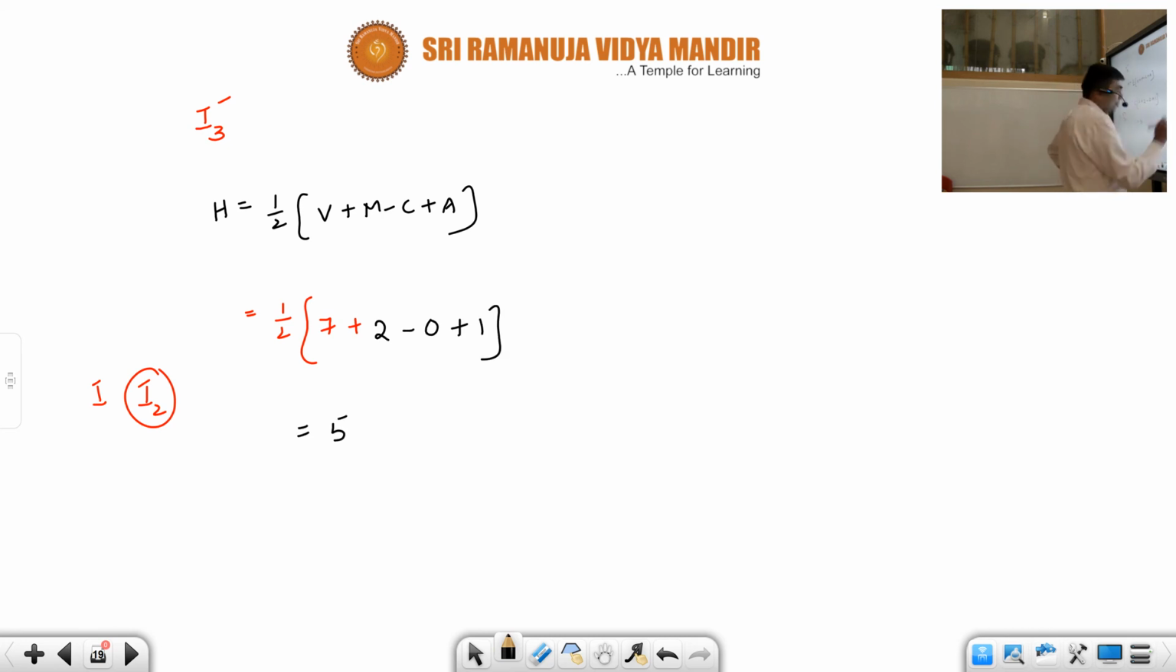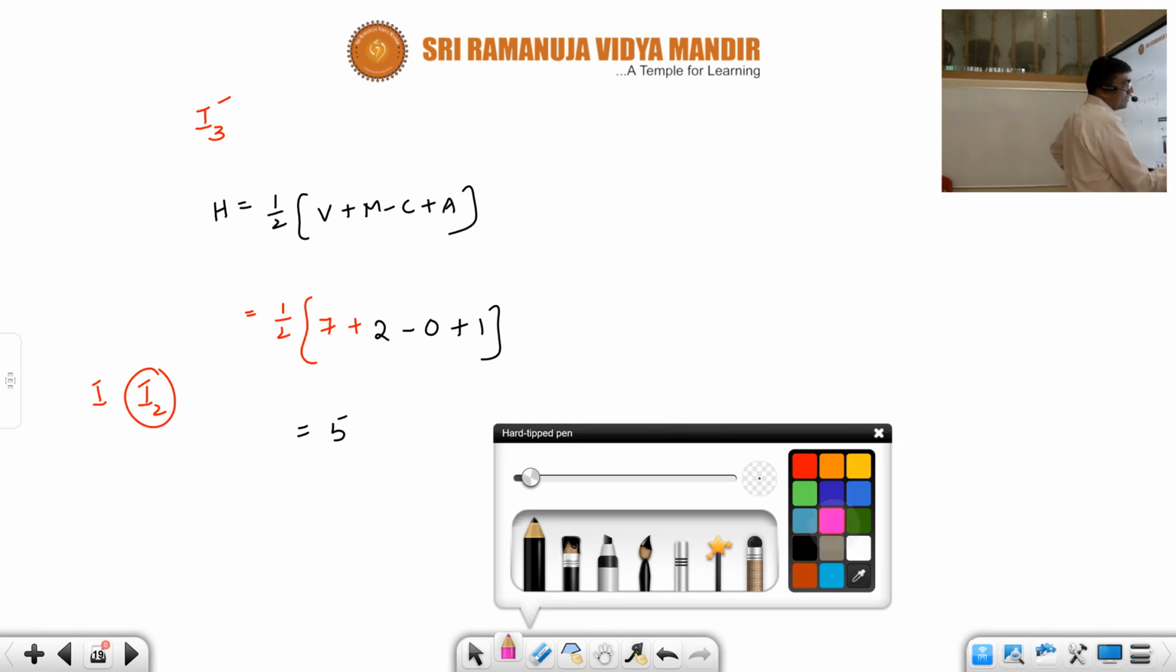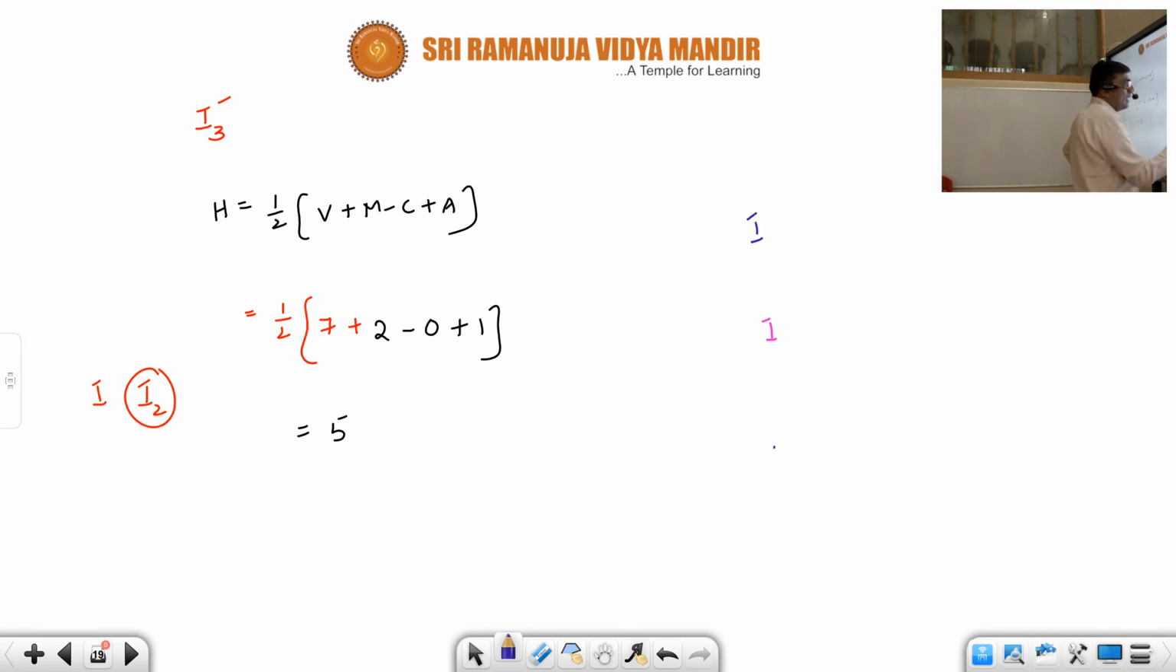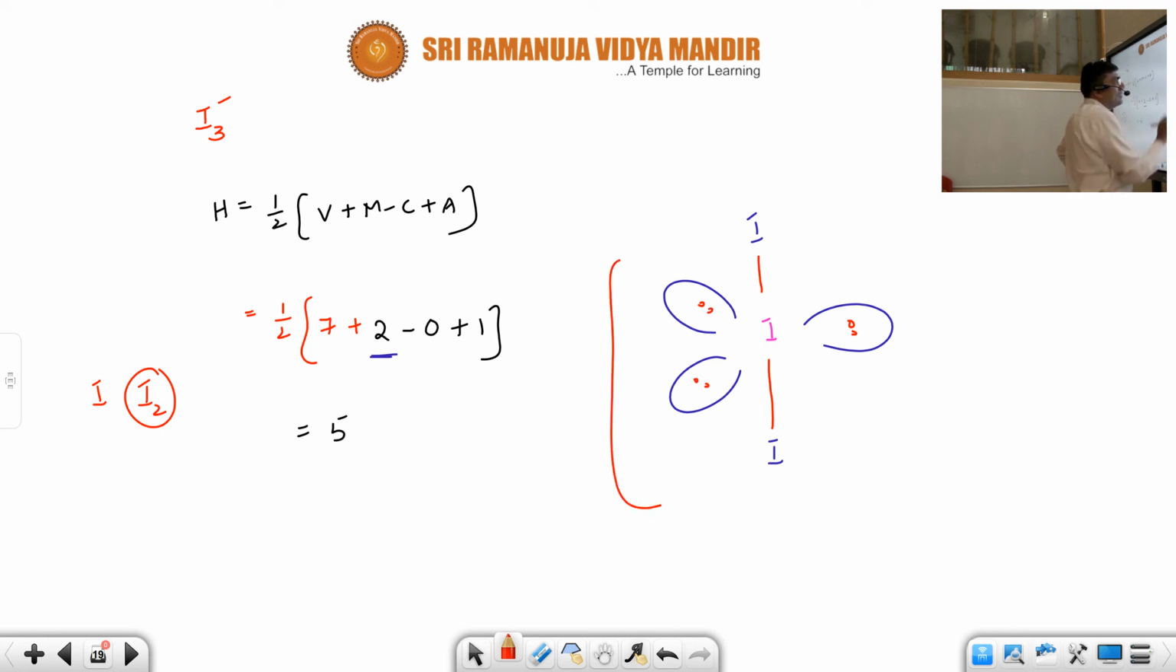Out of 5, how many bond pairs? 2. So 3 lone pairs will be there. Listen very carefully, 2 bond pairs, I and I. So that's why you have written only 2 monovalent atoms. And now 3 lone pairs are there. I hope you are very clear. So this is a linear structure. This is I3 minus. So I3 minus is having sp3d hybridization and linear geometry with a bond angle of 180 degrees.